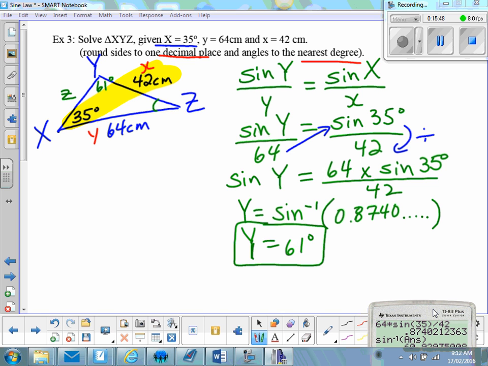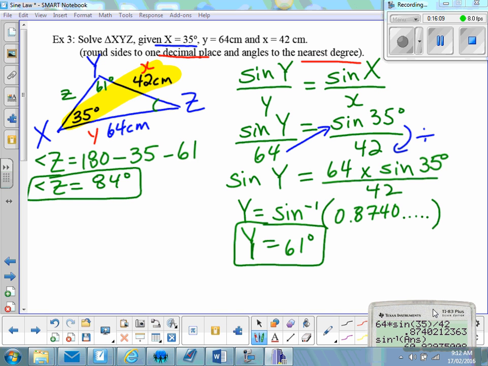So now that I know two angles, I can find angle Z by doing 180 minus the 35 minus the 61. And when I do that, I come up with angle Z is equal to 84 degrees. So now to find side Z, I can use my partners that are the x's, so I can use these guys with the z's this time to find side Z.